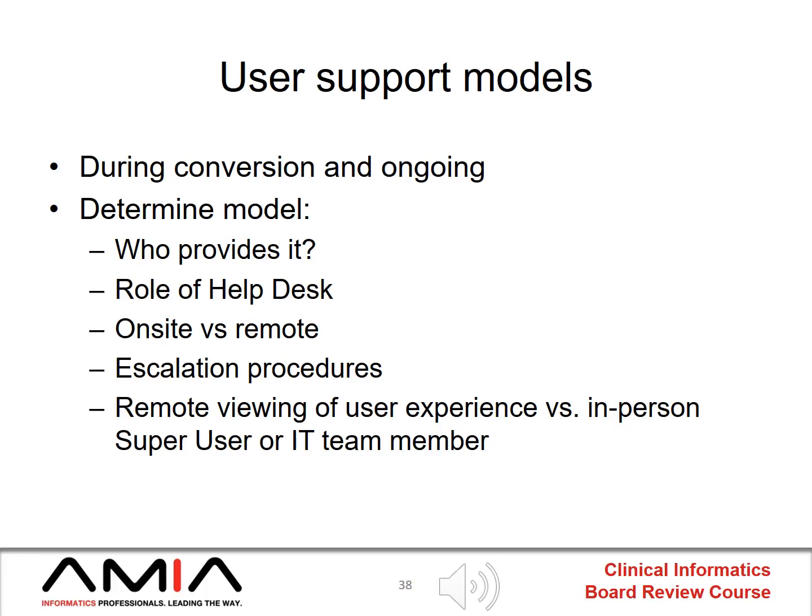You have to decide who's going to provide that user support. The help desk, are they going to have the expertise to handle the myriad of questions that arise? Are there going to be people on site, or are you going to use remote methods to support users, which can be very effective? What happens when the first person helping the user is not able to answer the questions or doesn't have the expertise needed? How do they escalate quickly?